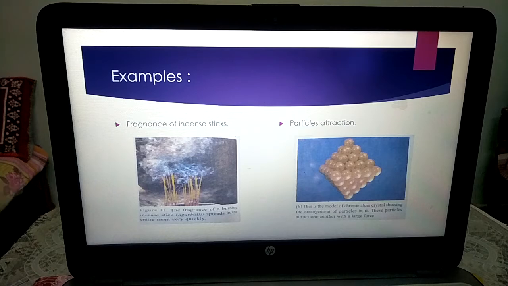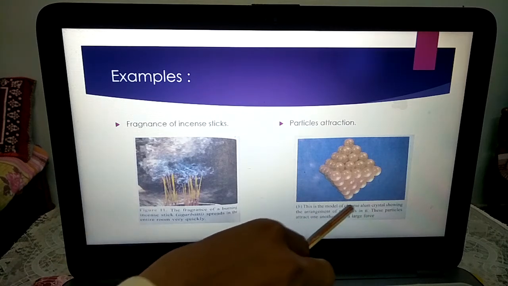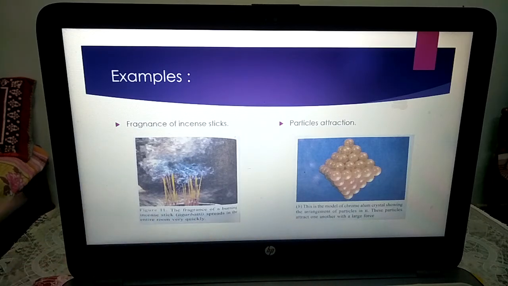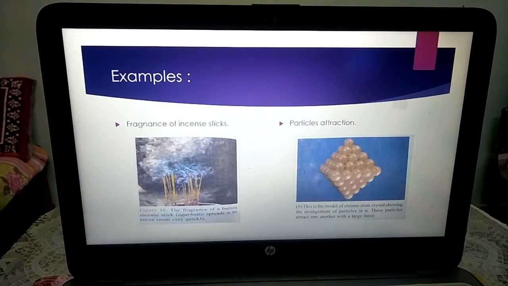See, the attraction of particles is shown here. This is the model of a chrome alum crystal showing the arrangement of particles in it. These particles attract one another with a large force. This is the figure of particles, showing how they are attracted towards each other.